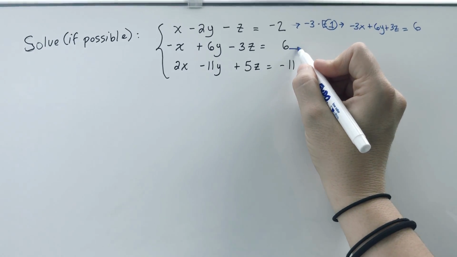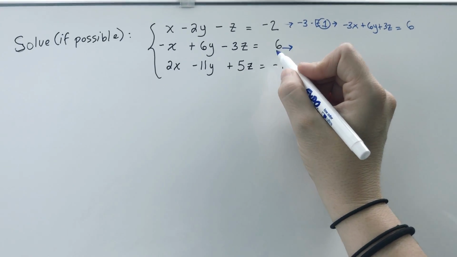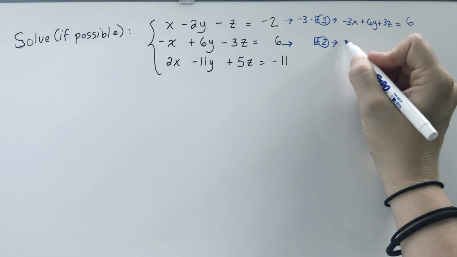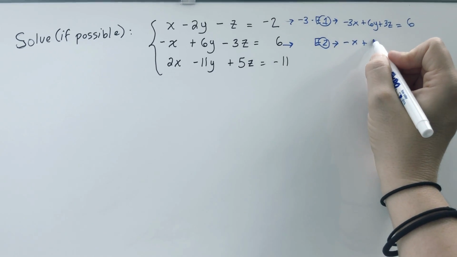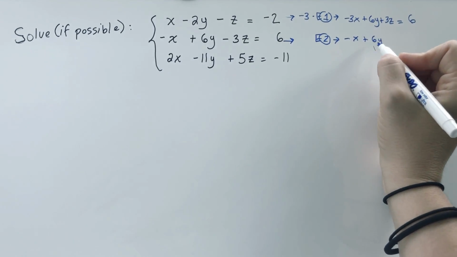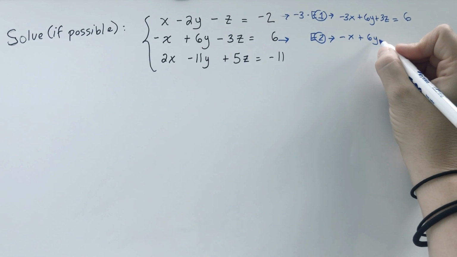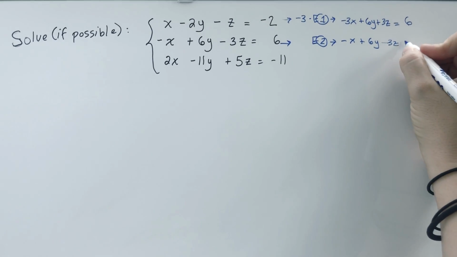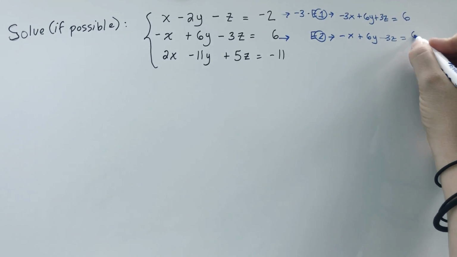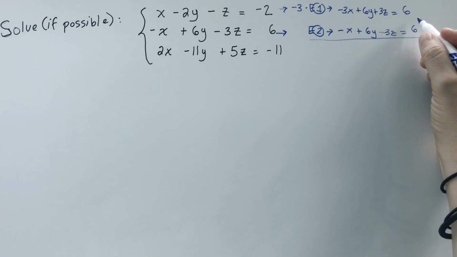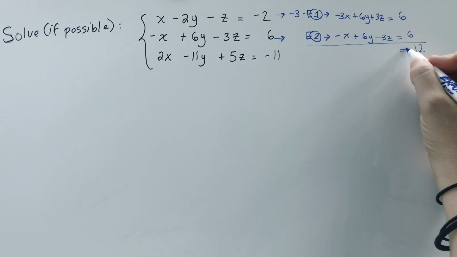And similarly, if I just look at equation 2 and leave it the way it is, it should work just fine. So taking equation 2 just the way it is, I have negative x, I have positive 6y. Notice those do not cancel because they are the same sign. They're not opposites. But the negative 3z and the positive 3z above will cancel. And I copy this 6 as well. Okay, so again, these will not cancel. So when I add those up, 6 and 6 is 12. So we're adding here.